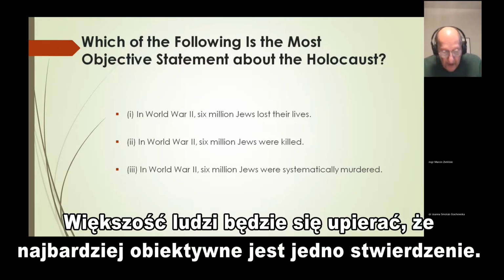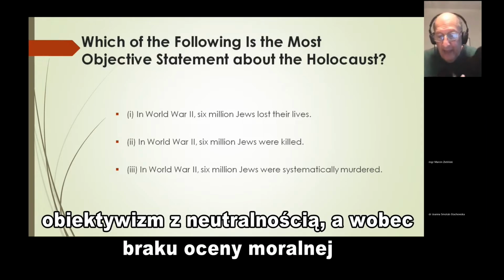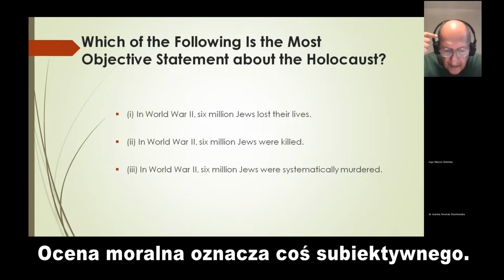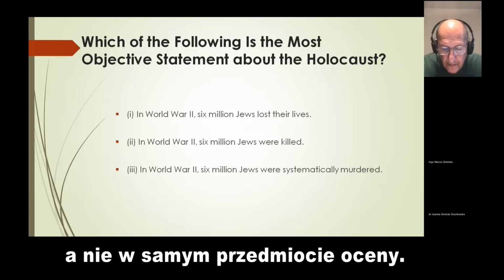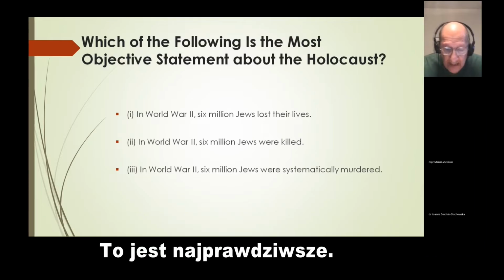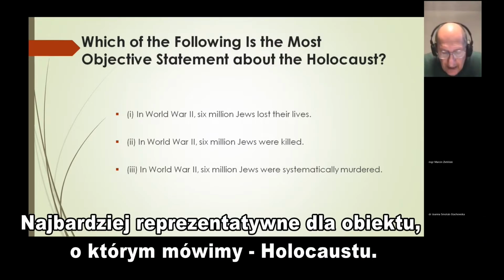Most people will insist the most objective statement is 1. Why? Because they mistakenly equate objectivity with neutrality and with the absence of moral evaluation. They again assume that moral evaluation signifies something subjective, they think, entirely in our head and not inherent in the object of evaluation itself. Surely, however, it is statement 3, the least objective of the 3, that is most true. Statement 3 is most true, most representative of the object that we're talking about, the Holocaust.